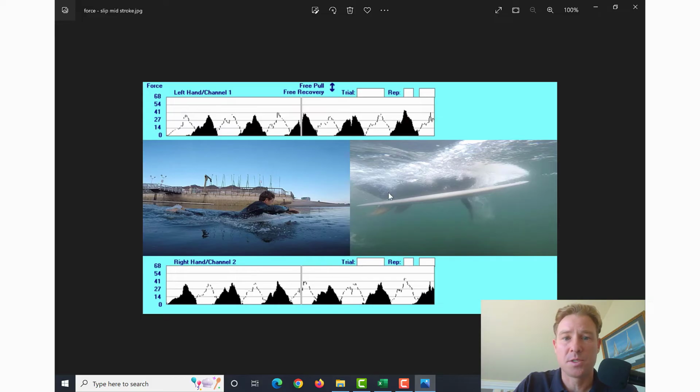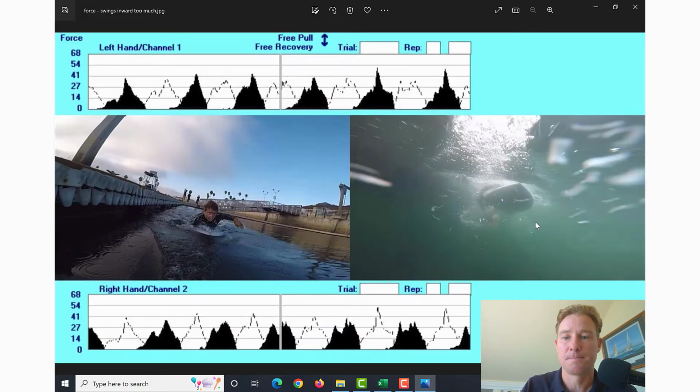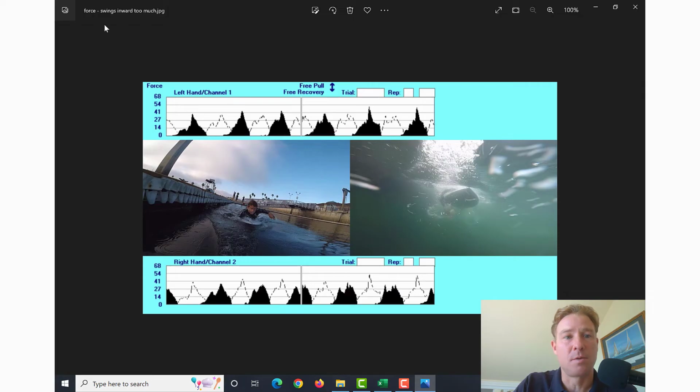Here's a slip mid-stroke. You can see the slope, the curve drop mid-stroke. You could also see on the video the air bubbles mid-stroke. This is another one where you swing inward too much. So the right arm swings inward and you lose force. So you can lose force not just from slipping, but from swinging in too much. A lot of people put a ton of emphasis on curving the stroke under the board. Too much curve and you lose force.